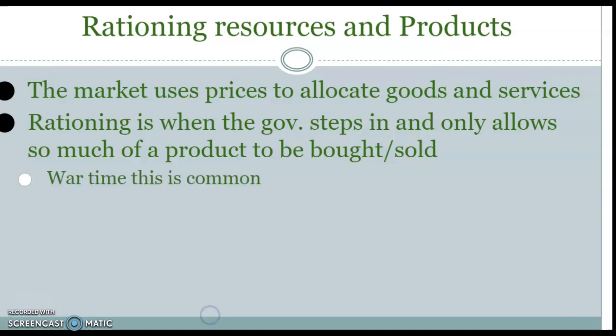Okay? Wartime is a very common area for rationing resources. World War II, for example. In World War II, the government started rationing items like coffee, meat, sugar, tires, and gasoline.